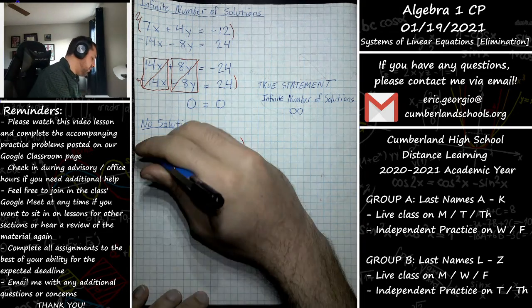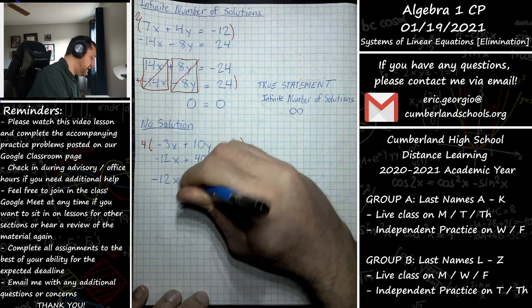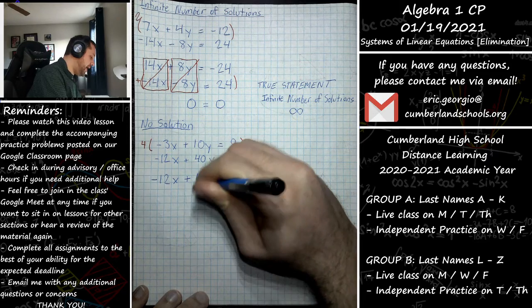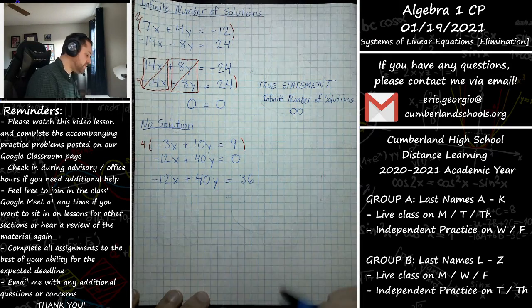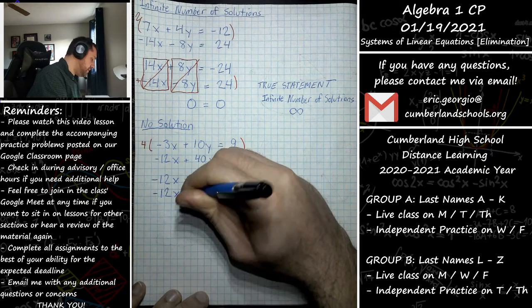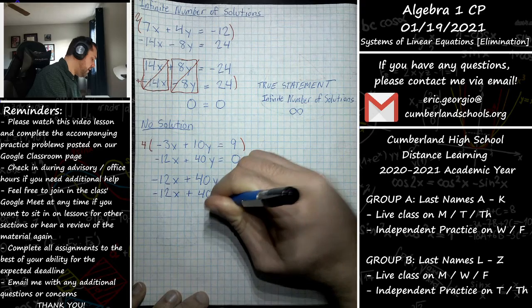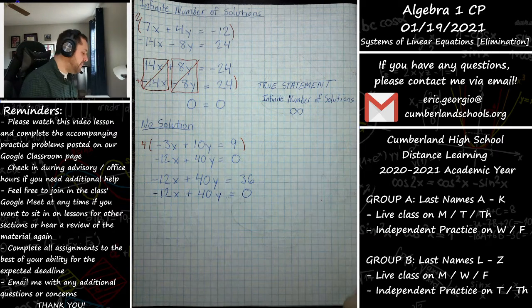We're going to get 4 times negative 3x is negative 12x plus 4 times 10y, 40y, is equal to 4 times 9, 36. Bottom equation I'll leave the same. Negative 12x plus 40y is equal to 0. But now we kind of notice the same thing happening that happened with our infinitely many solutions, right?